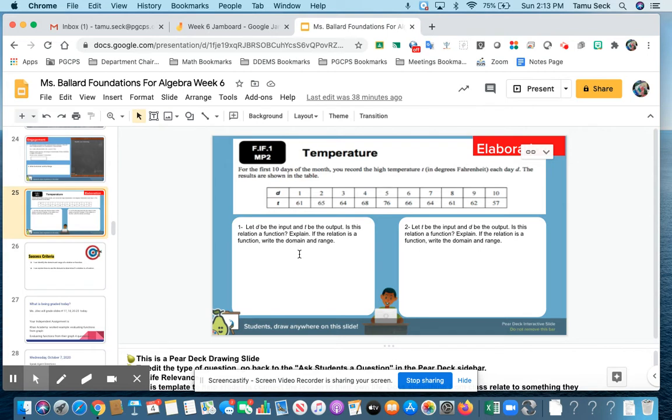Okay, now we're going to do this problem, part of it together. For the first 10 days of the month, you record a high temperature T in degrees Fahrenheit. Each day, the results are shown in the table. Let D be the input and T be the output. Is the relation a function? Explain if the relation is a function, write the domain and range. Okay, so I'm going to do this with you. The relation is a function because the domain does not repeat.